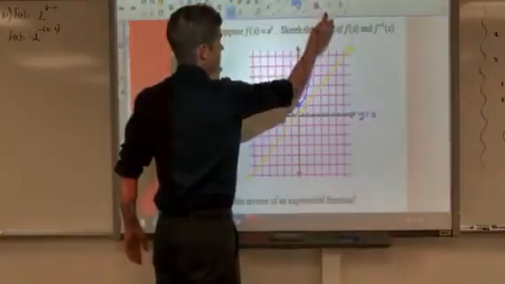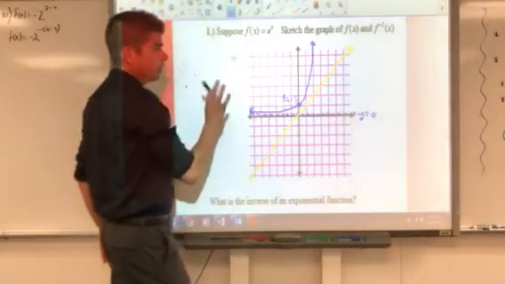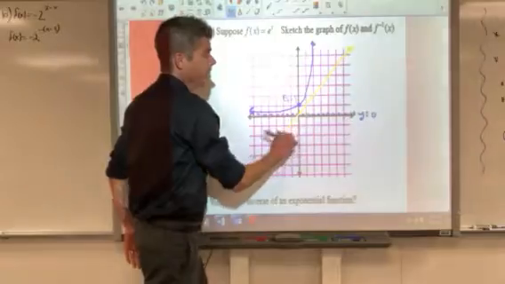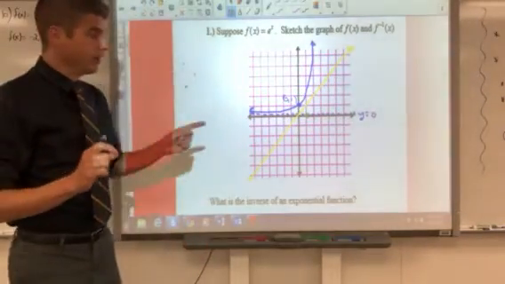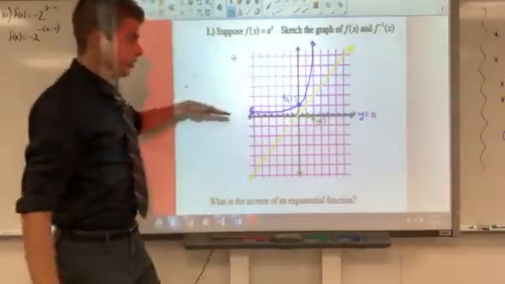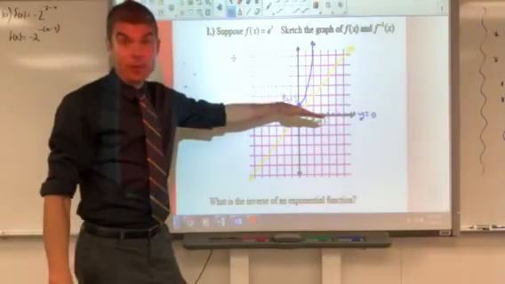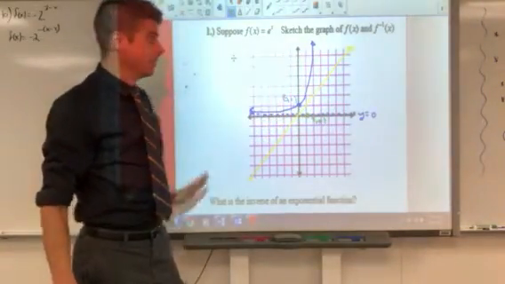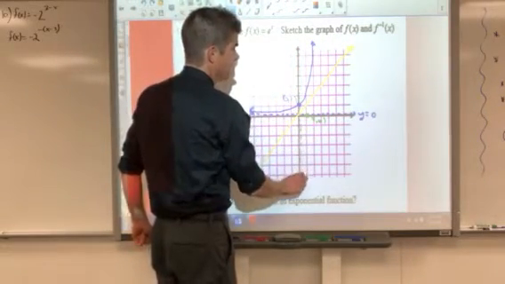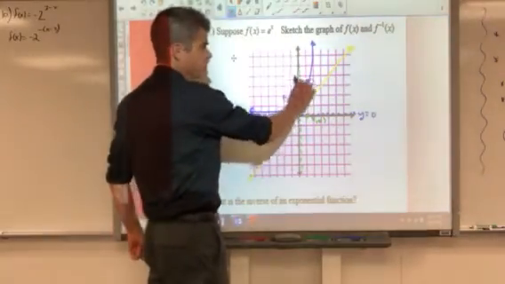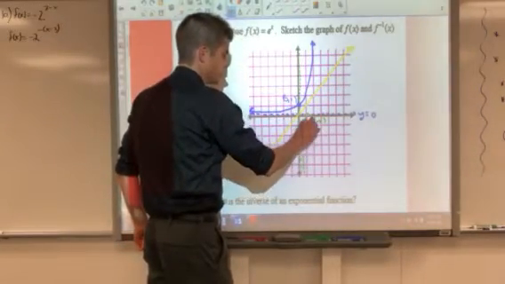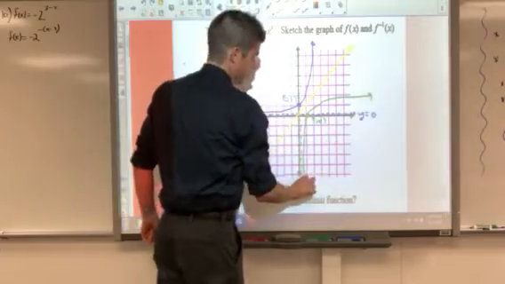So the thing is, every x and y value switch. So (0, 1) will now become (1, 0). Whatever this inverse function is going to be, it'll have to go through that point, (1, 0). And the other thing is that since this was y equals 0, and we're switching the x's and the y's, now it's going to be x equals 0. So there will be a vertical asymptote on the inverse of whatever this e to the x is. And we sort of mirror this shape across the line y equals x. So it's going to look something like that.